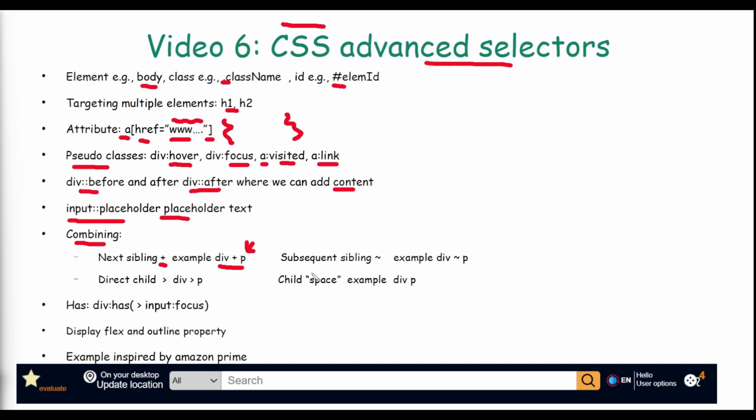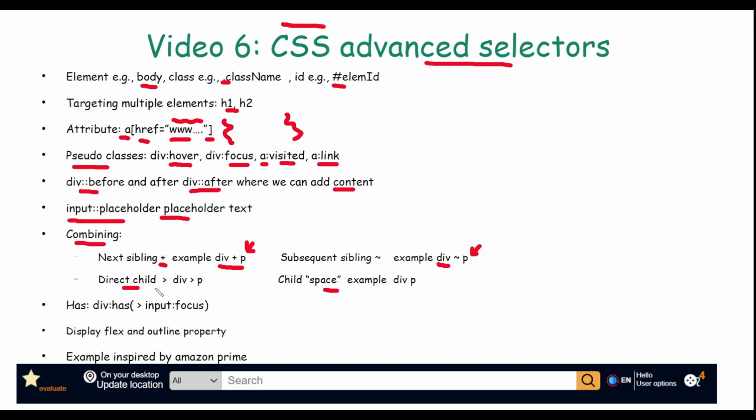Then we have the subsequent sibling selector, which is this tilde here. An example for that, div tilde p. This will apply the following style to any p tag which is following a div, even if it's not following it directly. So even if we have a div, then maybe header 1, then p, this will be applied to the p. Similarly here for the child, we have a direct child and any child.